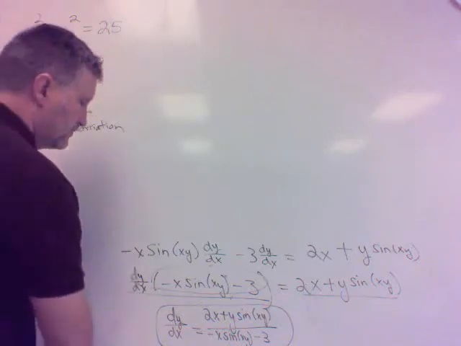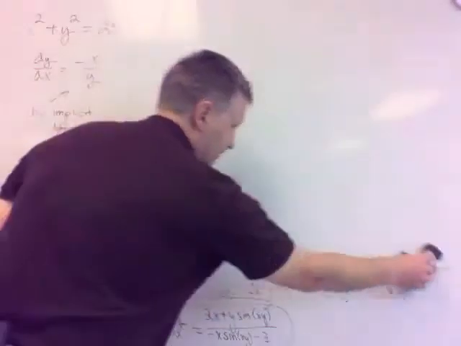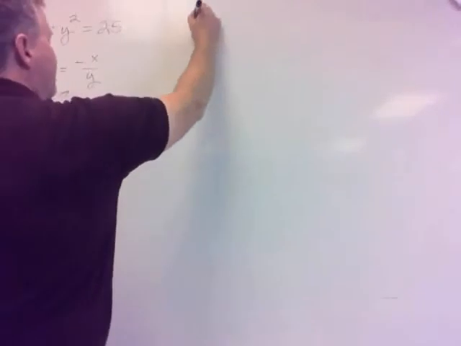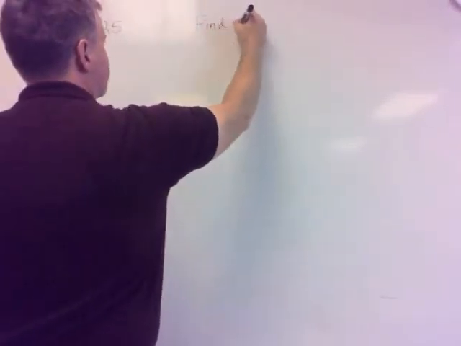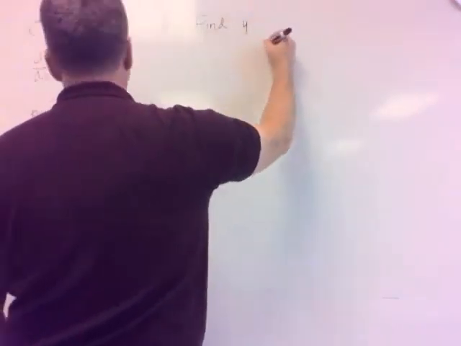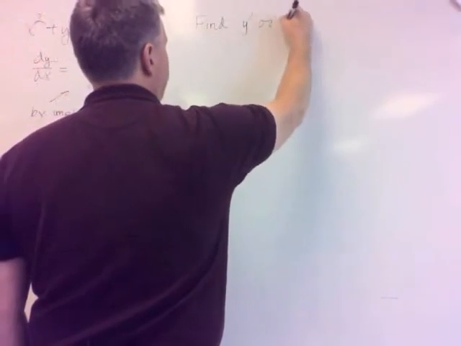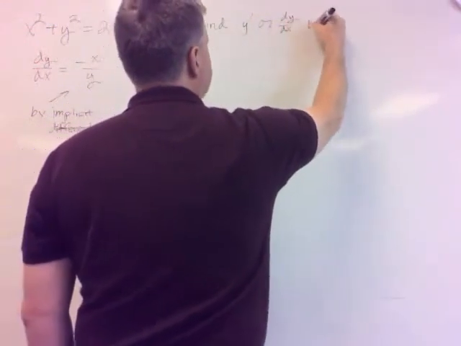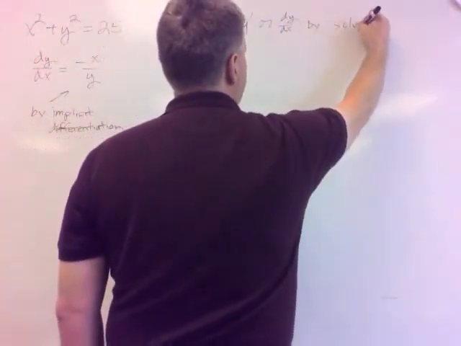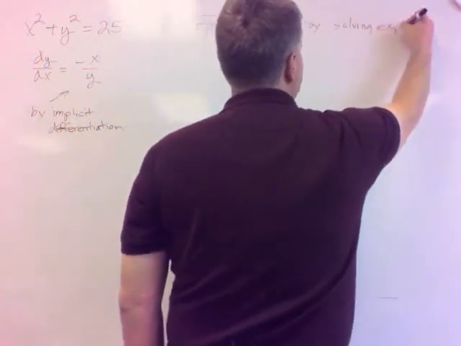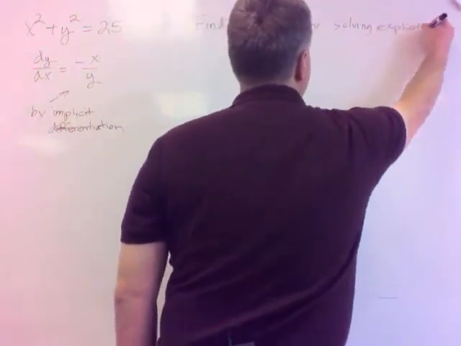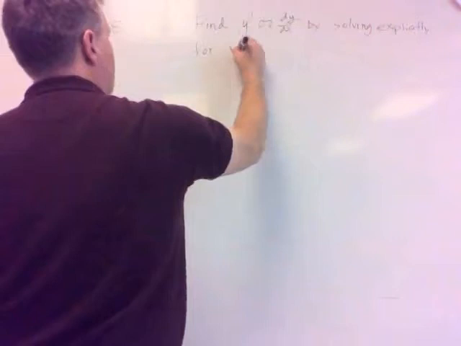Let's do this the other way, because this one we can. The others, not so much, but let's find the derivative, y prime or dy/dx, whatever you want to call it, by solving explicitly for y. In other words, let's do this one the old-fashioned way, by solving explicitly for y. Do you see what I mean?